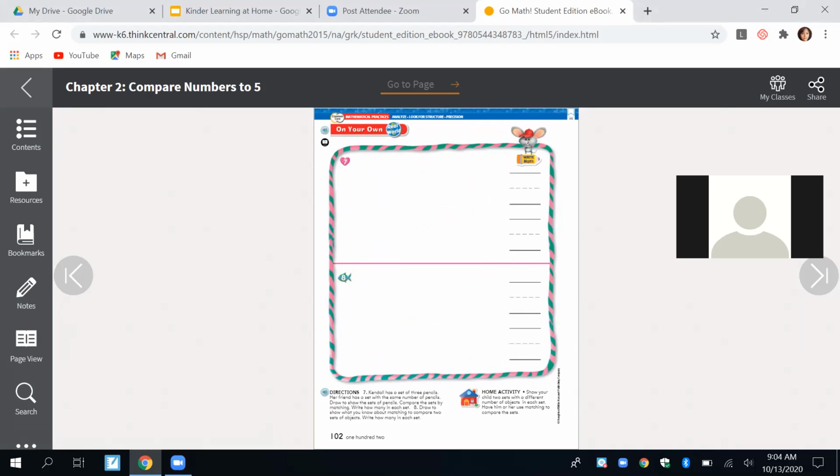Kendall has a set of 3 pencils. Okay, that's the first step for a word problem. We know that Kendall has a set of 3 pencils, so I'm going to write it down. He has 3 pencils, and I'm going to draw my pencils. I should make it a line.